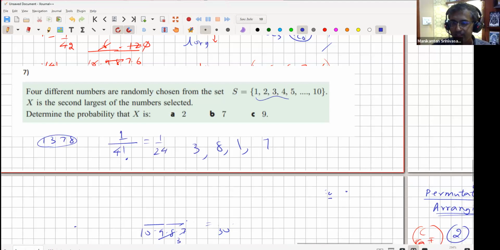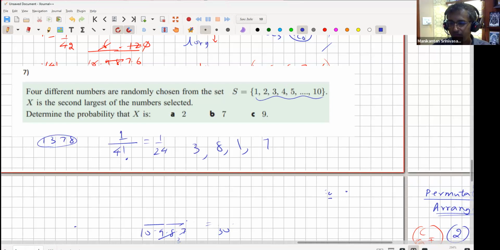So you can pick from a set of 100, doesn't matter. Actually, maybe I should have given 1 to 9 because 10 is technically not a digit. But the answer is 1/24. Because just to repeat what I said, if I pick any 4 digits, there's only one way in which I can arrange them in increasing order. 1/24. Does it make sense, guys?